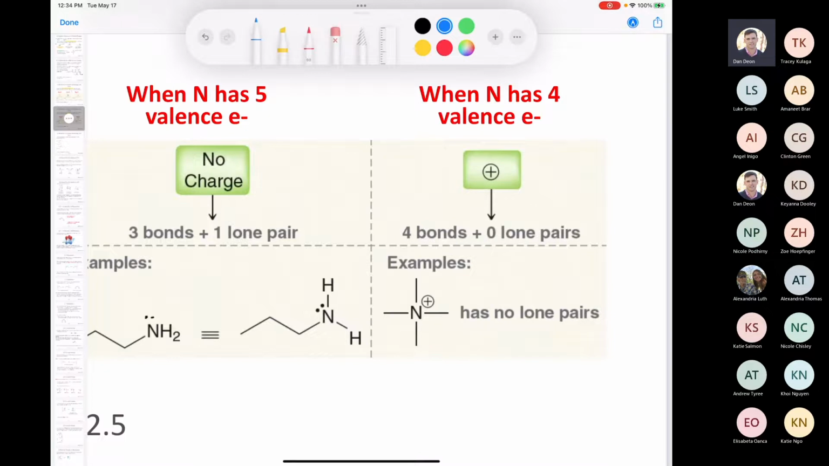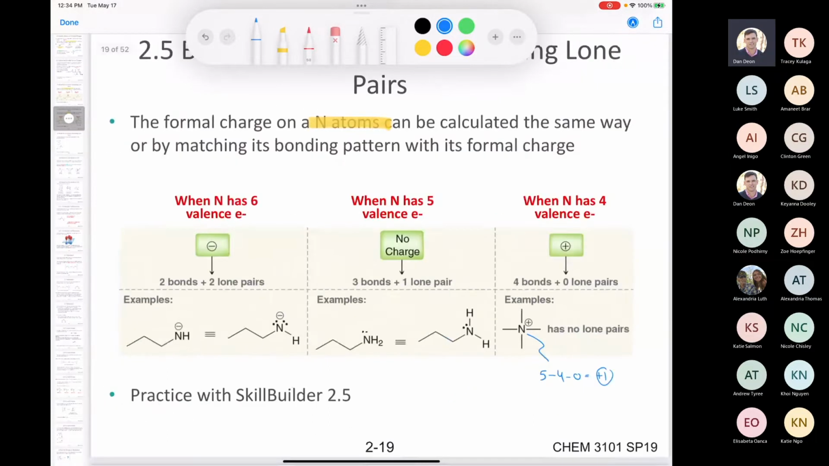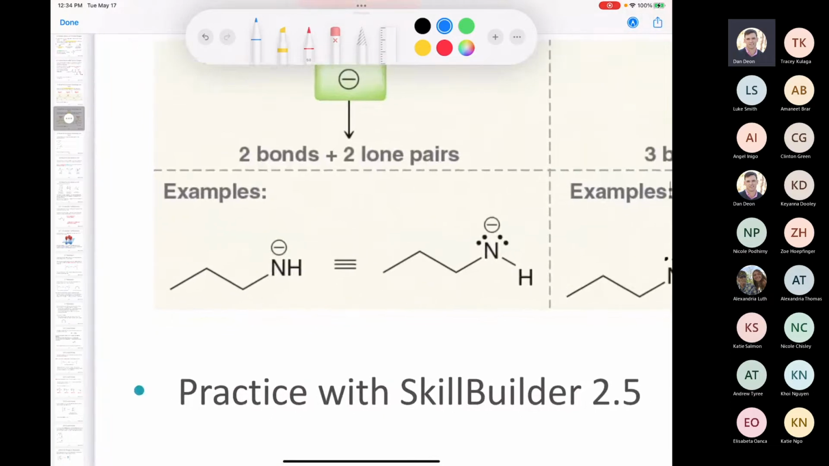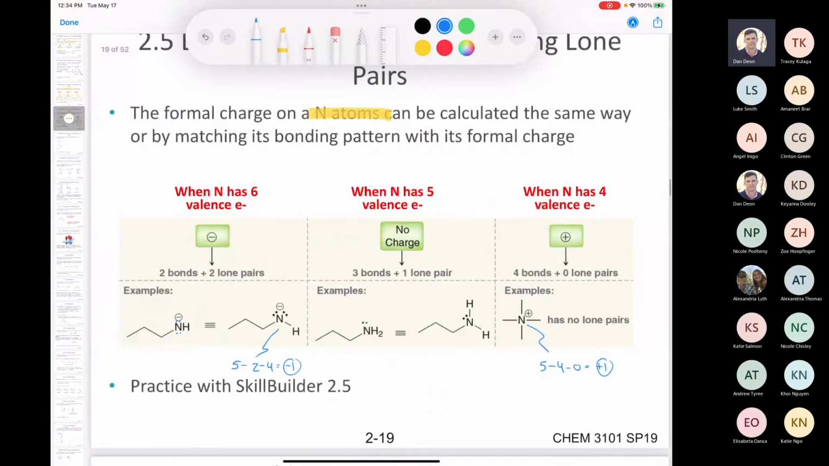Again, I'll do the calculation one last time. 5 valence electrons, subtract 4 sticks, subtract 0 dots, gives you +1. So there's nitrogen with a positive charge. And lastly, nitrogen can also have a negative charge. If you have a nitrogen that's got 2 bonds and 2 lone pairs, then you have 5 valence electrons, subtract 2 sticks, subtract 4 dots, which gives you -1. So in this structure here, it's implied that there are 2 lone pairs on the nitrogen. However, you can leave them out if you have the negative charge on there.